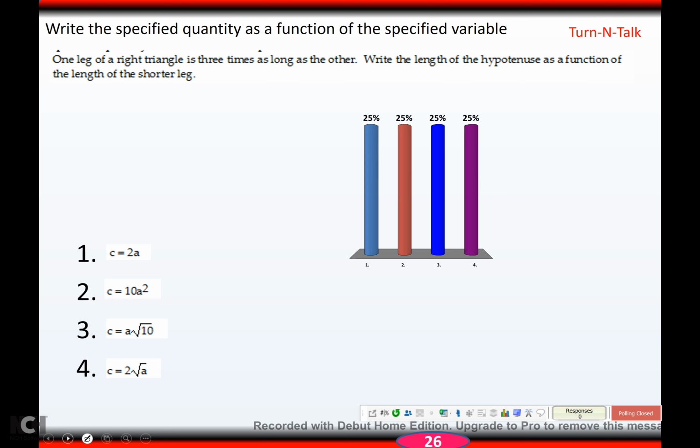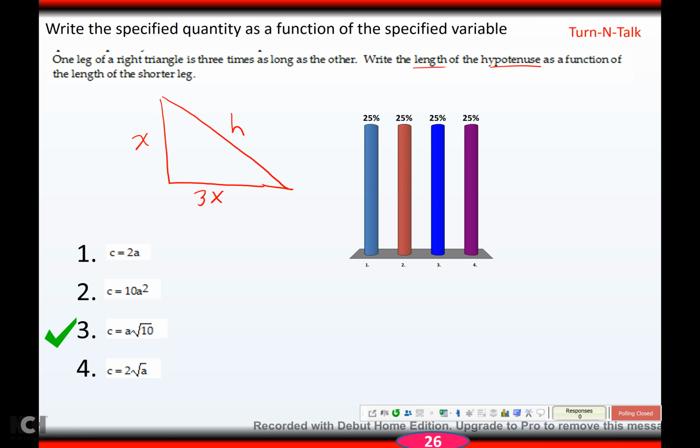And we're back. And the answer would be 3. So let's look at y. Alright, I have one leg of a right triangle that is 3 times as long as the other. So if this is my short one, my long one is 3 times that. And this is my hypotenuse, correct?